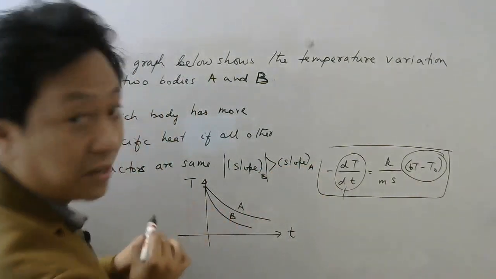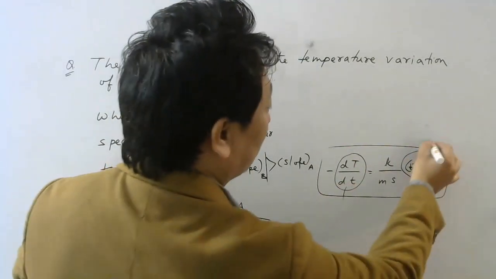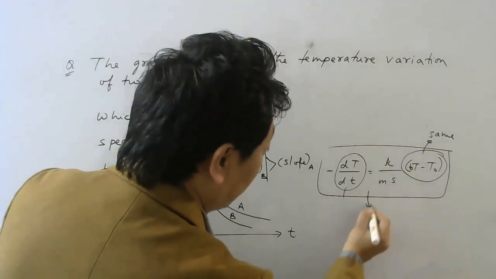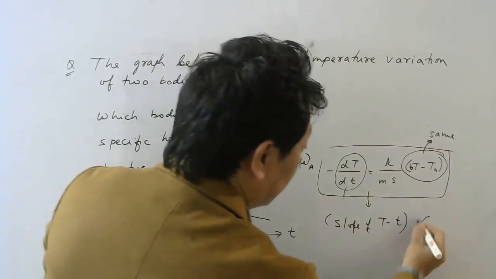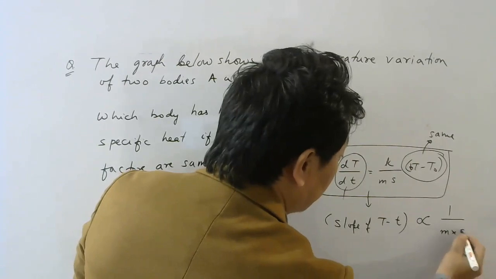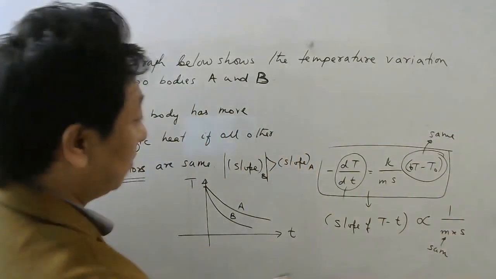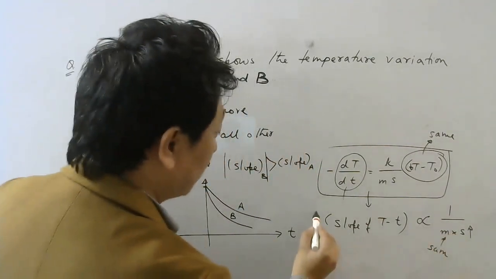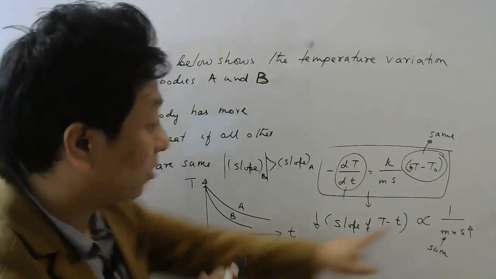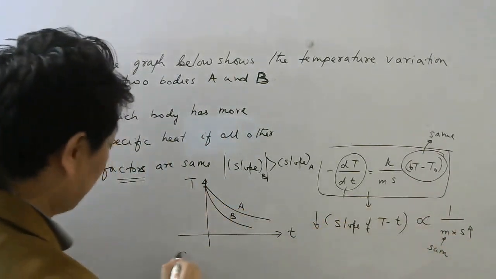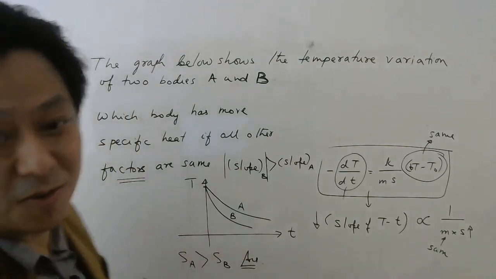Now starting temperature is same, so T is same. Also surrounding temperature will be same, so this is same. From this formula we can see the slope of the temperature versus time graph is inversely proportional to mass and specific heat. But here mass is same, so specific heat will be more for that body which has less slope. A has less slope, so specific heat of A will be more. So specific heat of A is greater than B. That would be the answer of this question, right?